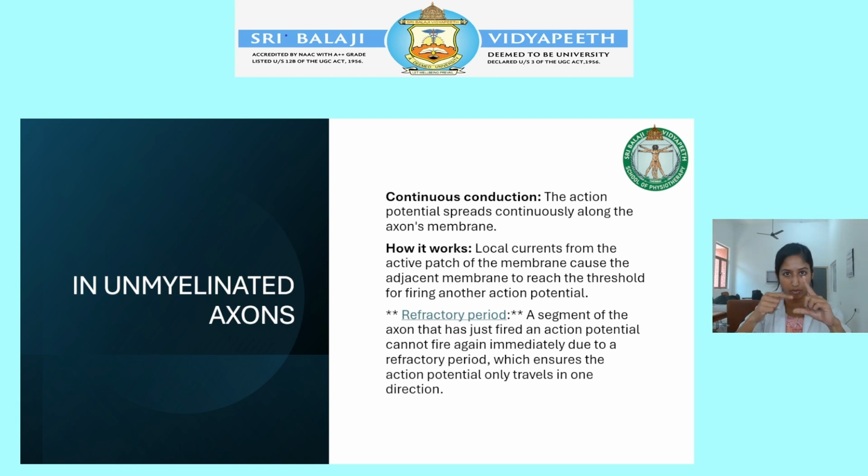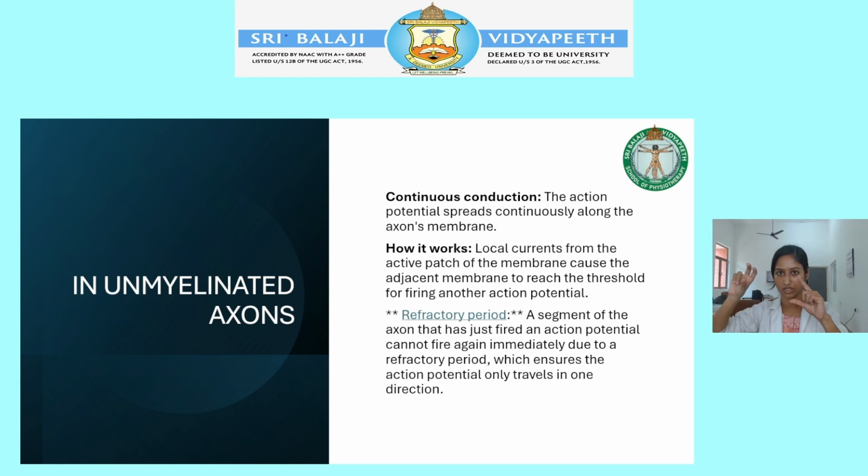So in an unmyelinated axon, imagine this is a cell membrane and you are giving a current to it. What will happen? This cell membrane is going to ask the adjacent membrane to reach the threshold value. Once it reaches the threshold value, there will be a firing of the action potential. So this is what happens in unmyelinated axons. The current is passing, and this membrane is going to make the adjacent membrane reach the threshold.